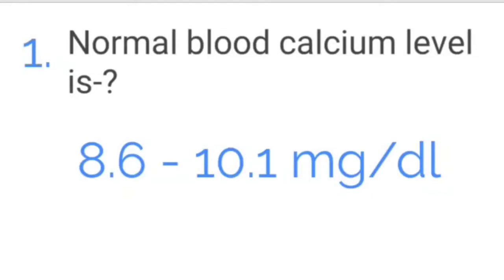Normal blood calcium level is 8.6 to 10.1 mg per dl.